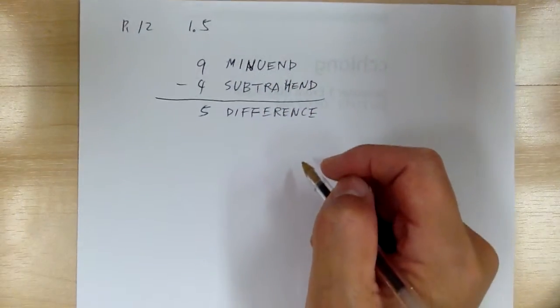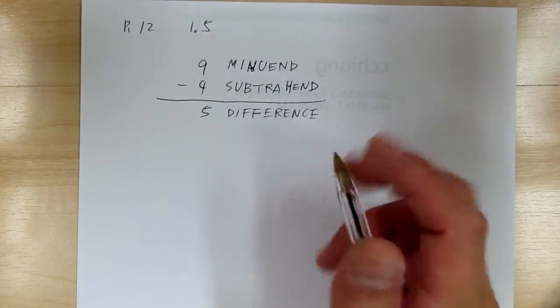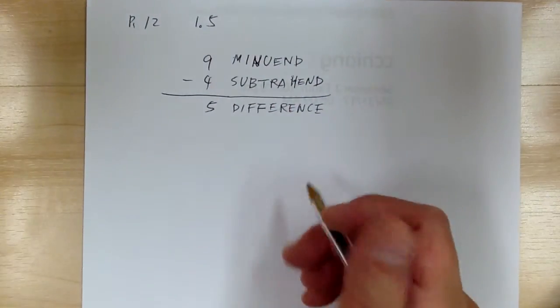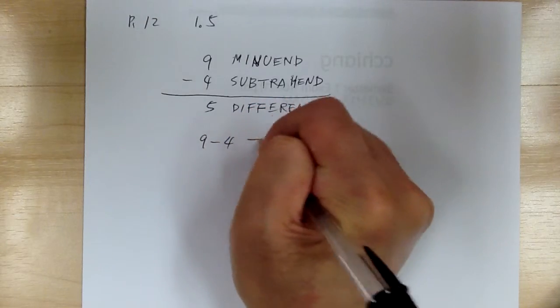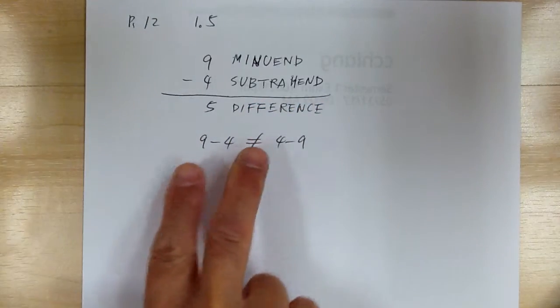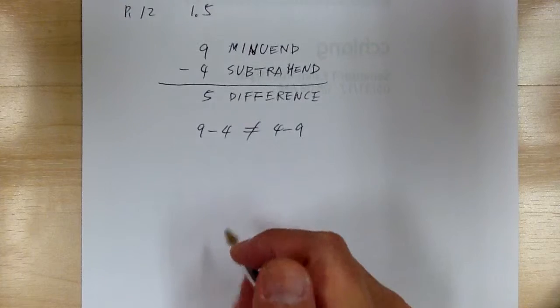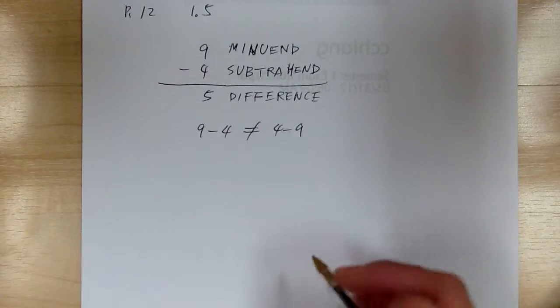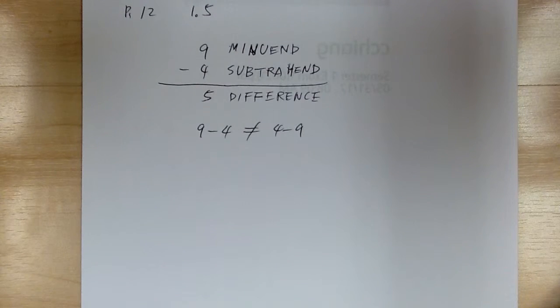Now, subtraction is not commutative, which means you cannot switch. In other words, 9 minus 4 is not equal to 4 minus 9. And the same thing, it is not associative. You cannot switch things around. Only addition and multiplication, you can switch around.